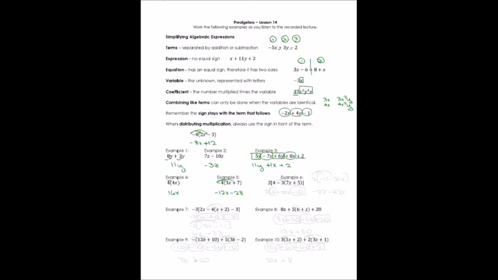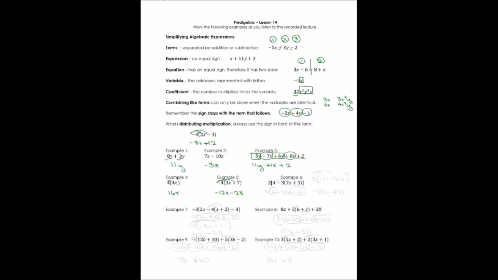Remember your rules for multiplying and dividing with negative numbers. An even number of negatives, we have a positive answer. Odd number of negatives, we have a negative answer. And since we only have one negative each time, these are both negative numbers.